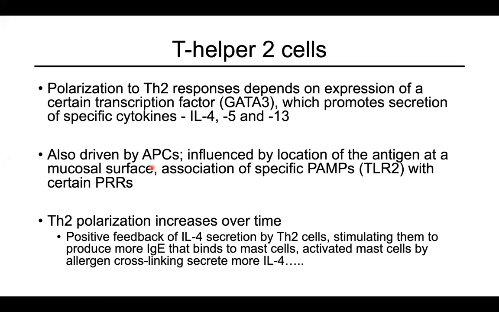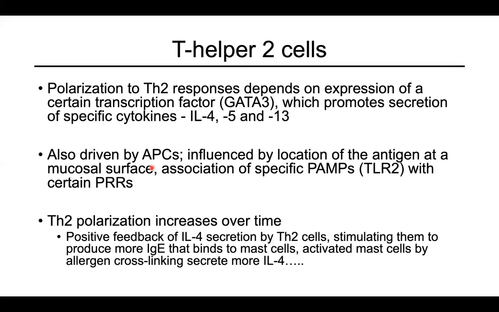Once you get activation of your CD4 positive T cell, once it recognizes the allergen, the characteristics of the antigen will determine what transcription factor, or what gene, will be activated in this cell so that it differentiates into a T helper 2 response. The transcription factor that causes differentiation to T helper 2 is called GATA3. Once you have a T helper 2 cell, the cytokines it produces are majorly interleukin 4, interleukin 5, and interleukin 13.